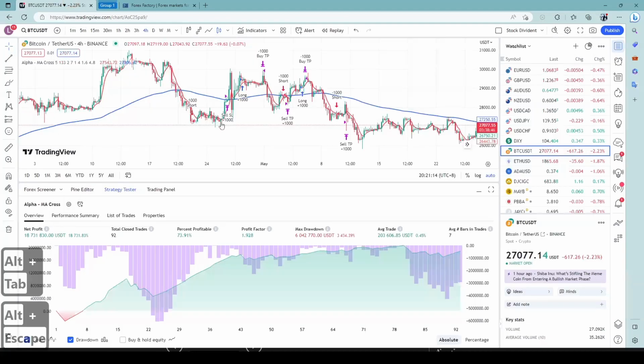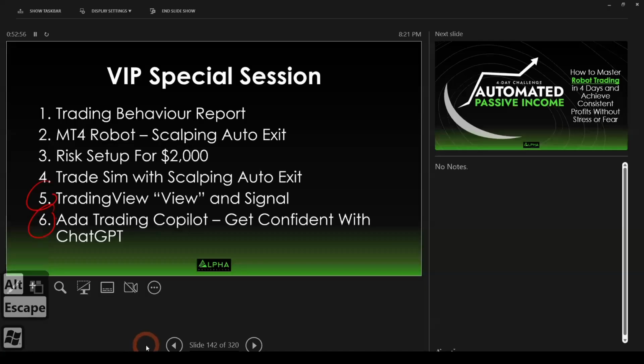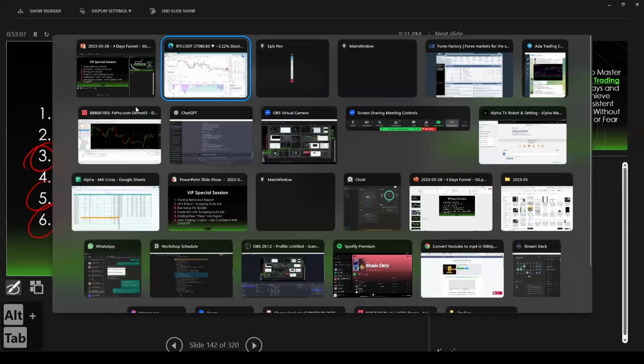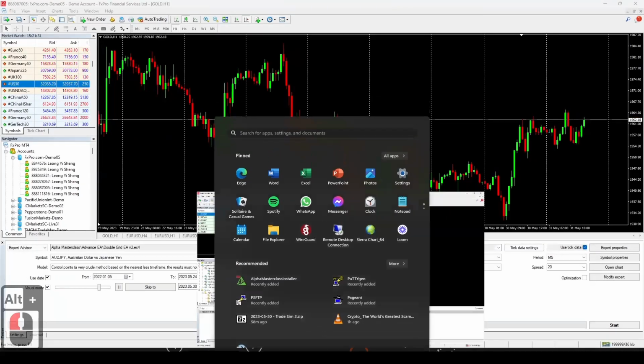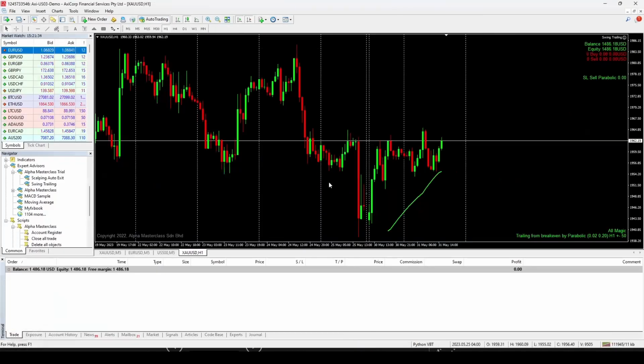So with that said, let's come back to here. Now, risk set up for $2,000. So it is best to skip the full one. Yes, skip the full one. Don't ever trade on those full ones.